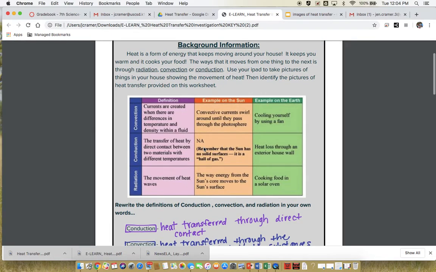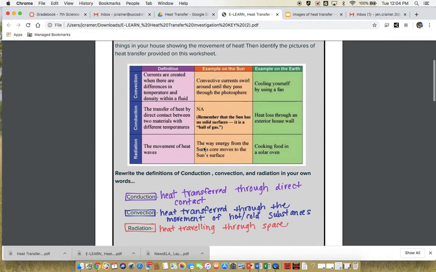The first thing we wanted to go over with you are the definitions of the three types of heat transfer. A lot of you had some awesome definitions, but I'm not really sure you understood what you wrote down. Let's look at some very simple ways to remember these three types of heat transfer: conduction, convection, and radiation.